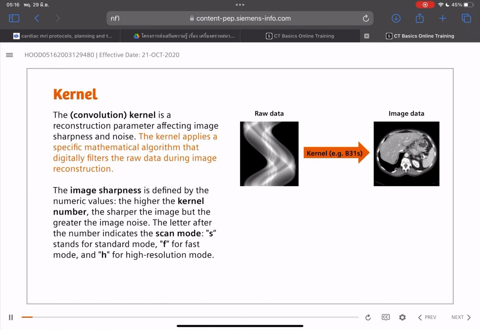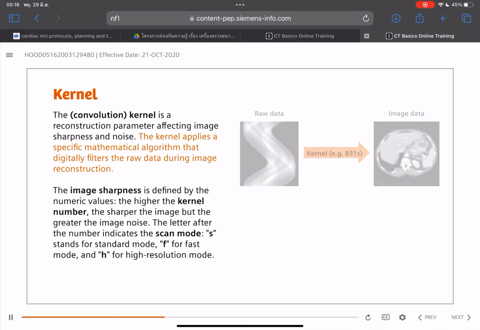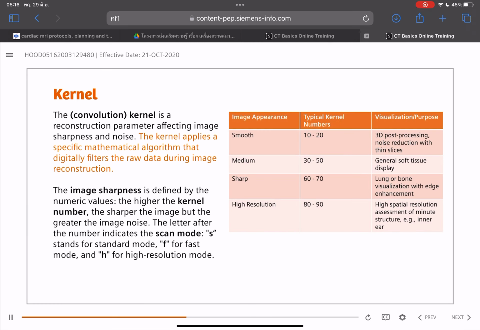The convolution kernel or short kernel is a reconstruction parameter affecting image sharpness and noise. The kernel applies a specific mathematical algorithm that digitally filters the raw data during image reconstruction. The image sharpness is defined by the numeric values in the kernel name. The higher the kernel number, the sharper the image, but the greater the image noise. The letter after the number indicates the scan mode. S stands for standard mode, F for fast mode, and H for high-resolution mode.